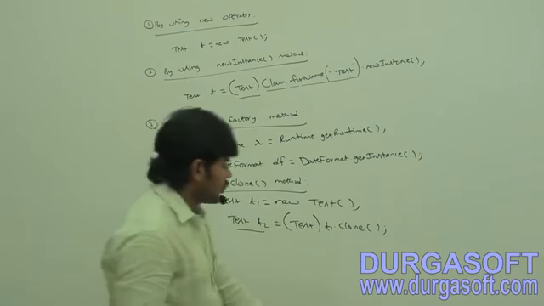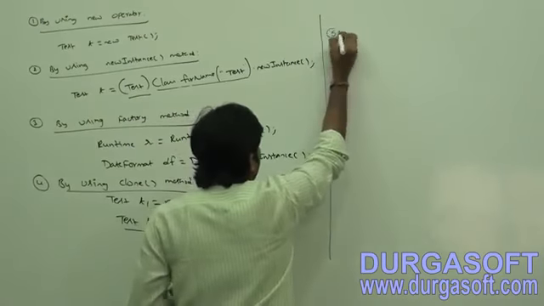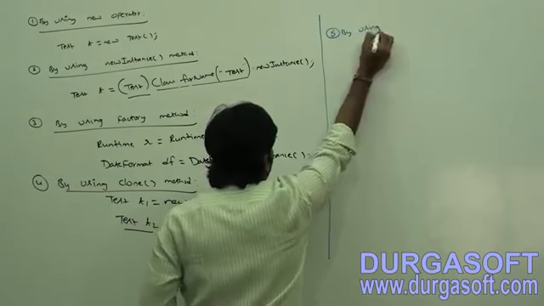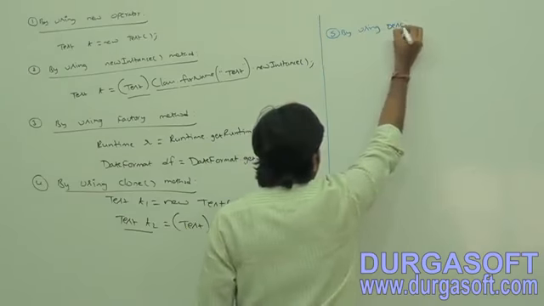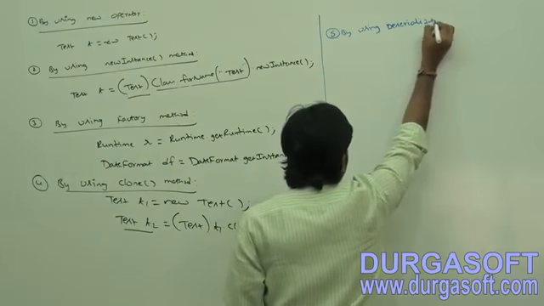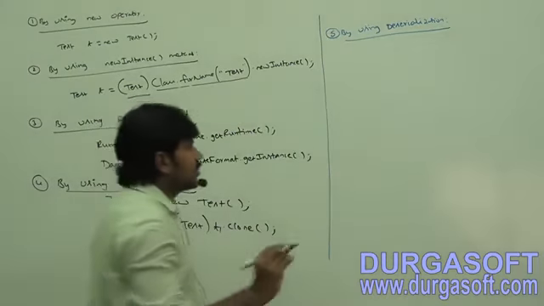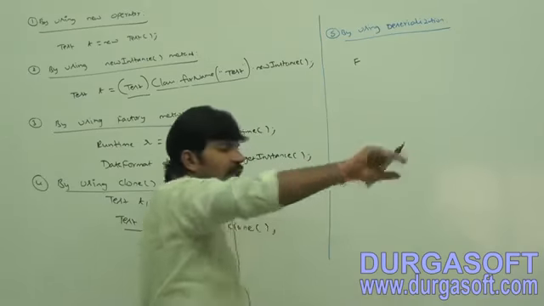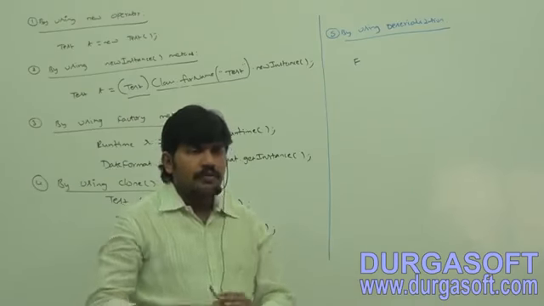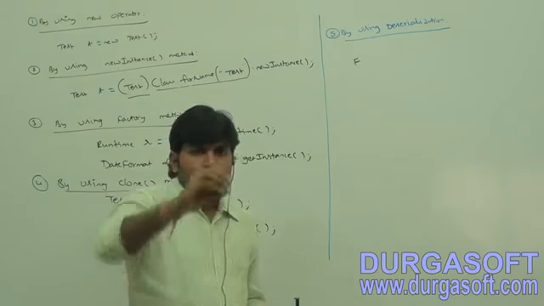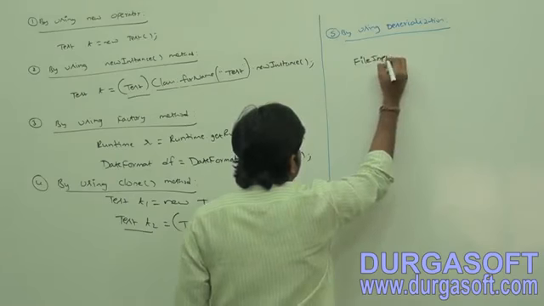Next one, fifth possibility. Now this possibility is a bit important. The fifth one is by using deserialization. By using deserialization we can get an object. What is that approach? It is simple. Sir, if you want to read an object from your file, read data from your file, which streams are required? Input streams are required. If you want to write an object, output stream is required. If you want to read an object, input stream. That's why file input stream.